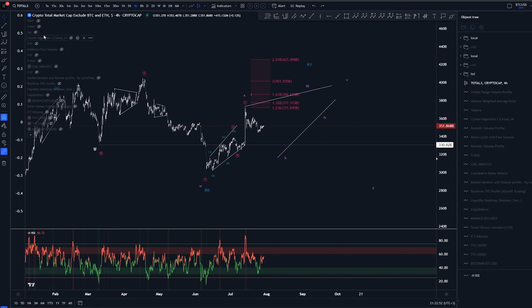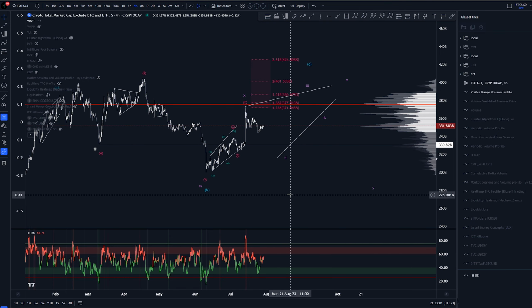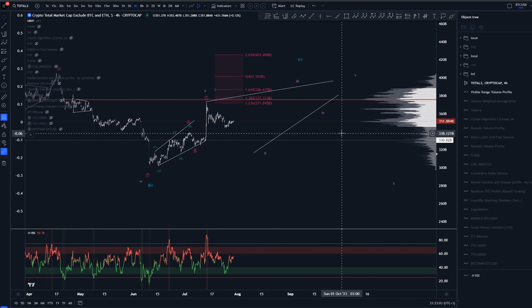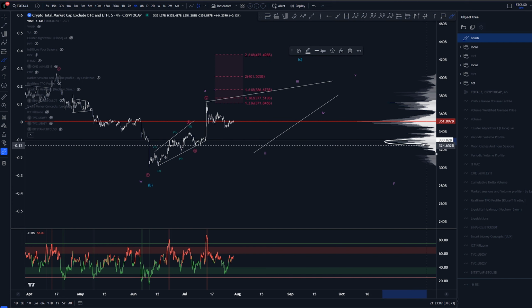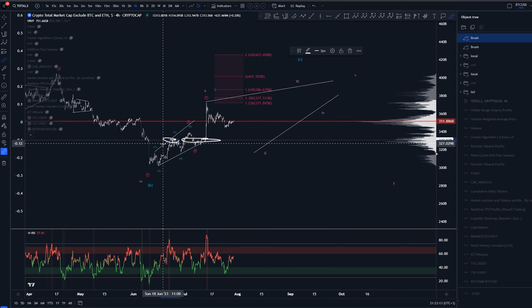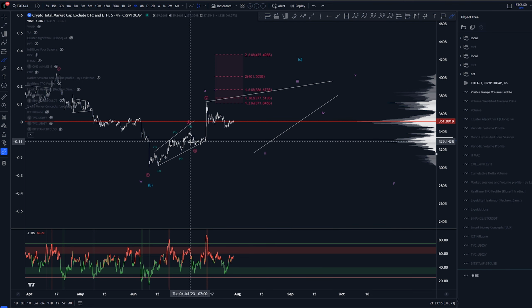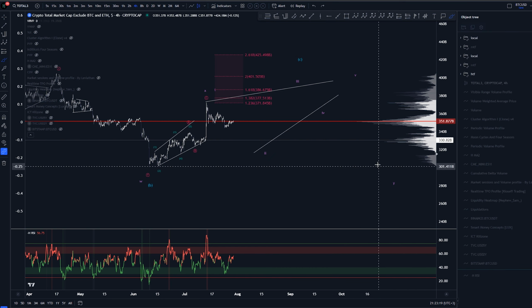Since we have probably a, let's see if I can find it. Nope, I can't. VWAP, not VWAP. This one. So this is looking for a point of control here. We don't have it quite there, but there is a large volume node here, which is this previous consolidation, previous resistance, and consolidating around that area. So that to me is very important.